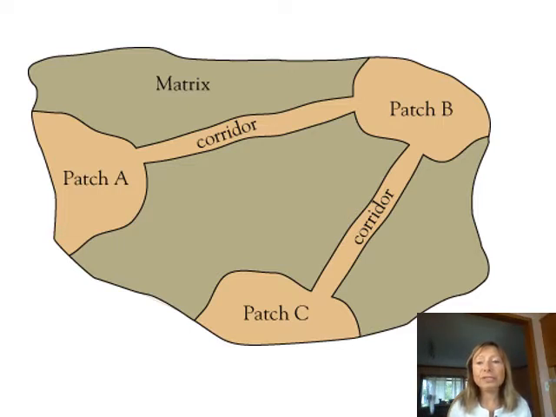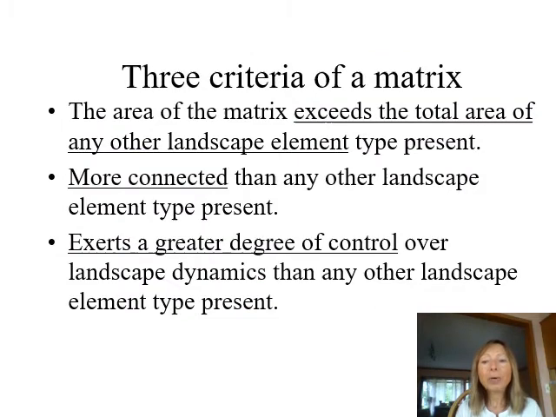So this diagram really illustrates the relationships between matrix, patches, and corridors, and you can see that matrix is really where all patches and corridors are embedded inside. So I would like to highlight again the three major criteria of what is matrix within any landscape. And of course, this is true at any scale of observation.